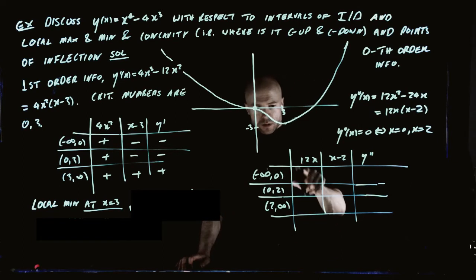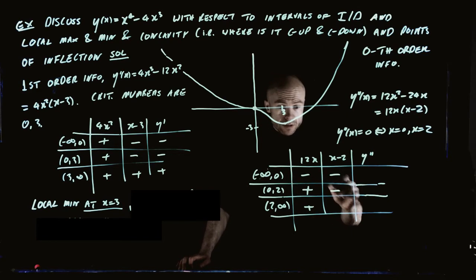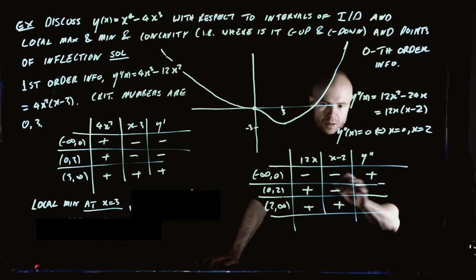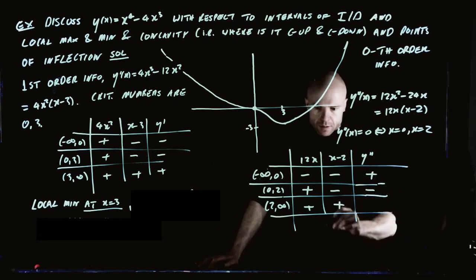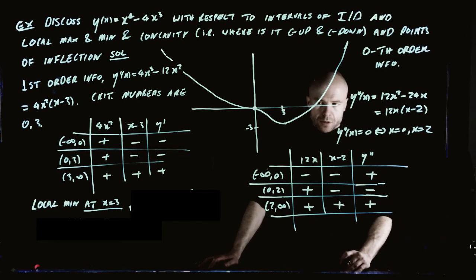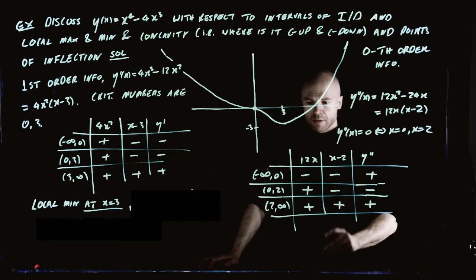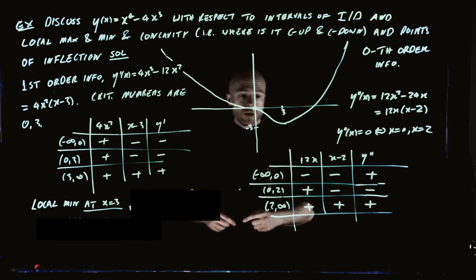So, this is negative, this is positive, this is positive. A negative number minus 2 is still negative. A number less than 2 minus 2 is still negative. A number bigger than 2 minus 2 is positive. So we get the signs in each row. Cool. So we have that it's concave up from minus infinity to 0, concave down from 0 to 2, and then concave up again. And let's see if that fits with our picture.